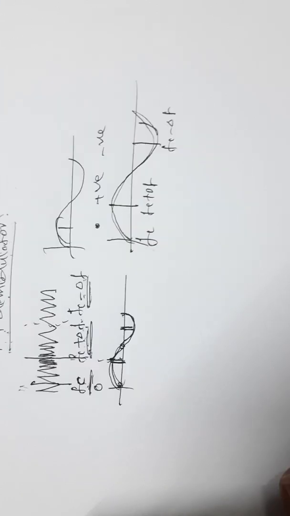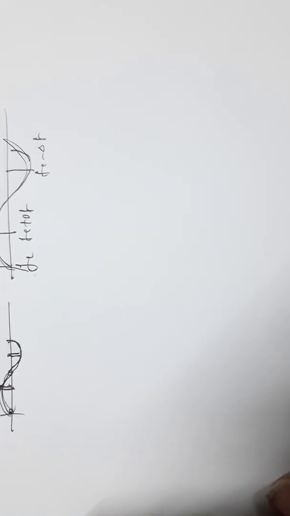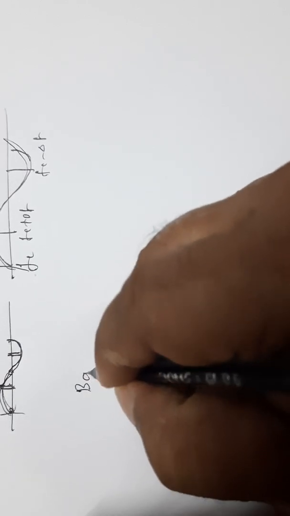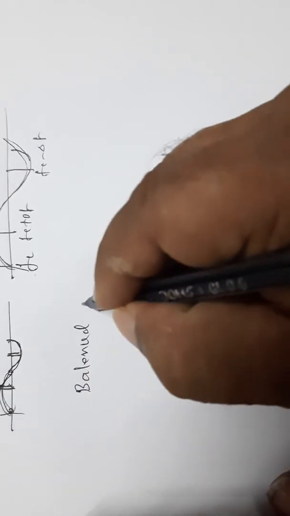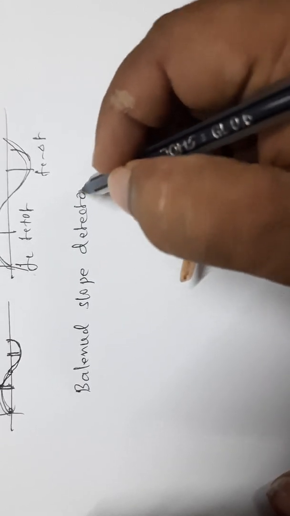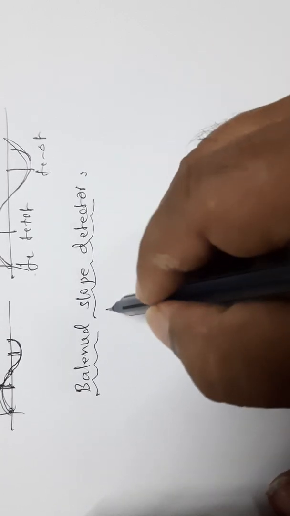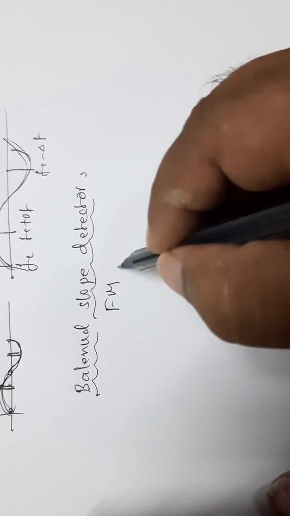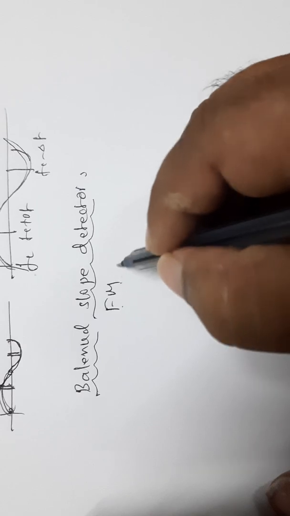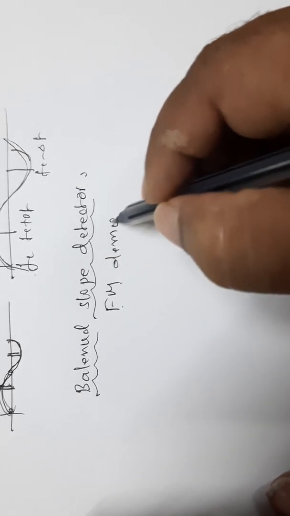These demodulations can be obtained by means of a balanced slope detector. This balanced slope detector is used to demodulate the frequency modulated wave, that is, FM demodulation.